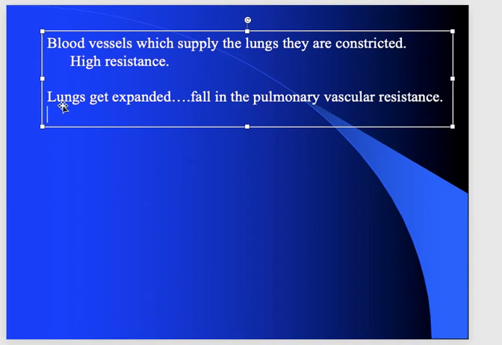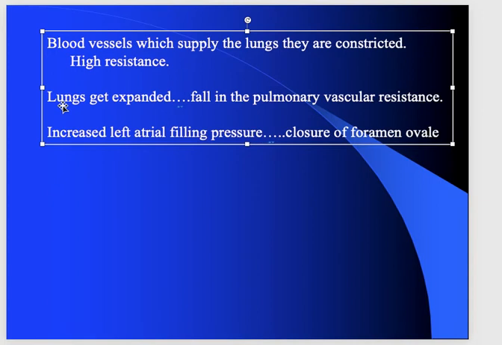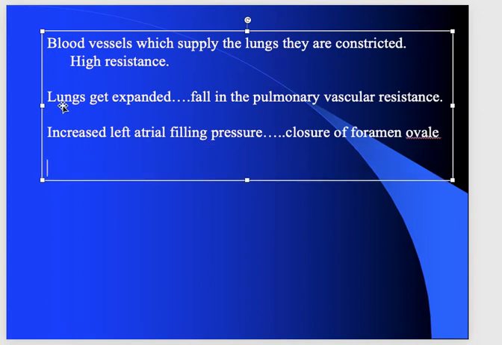And because an increased amount of blood is going to pass through the lungs, there is increased left atrial filling pressure. Before, it was not there. Why? Because the blood was bypassed. There was no circulation in the pulmonary arteries as well as in the pulmonary veins. So what did it lead to? Closure of foramen ovale. This is one of the very important things, guys.